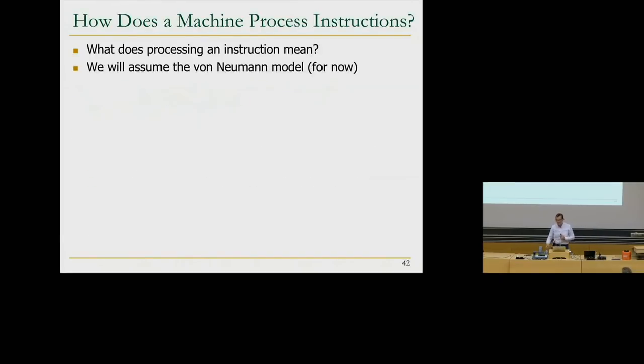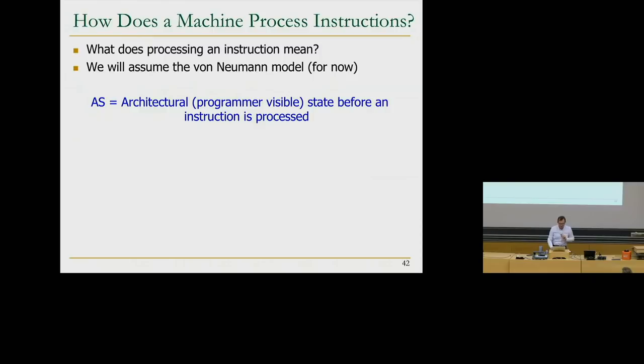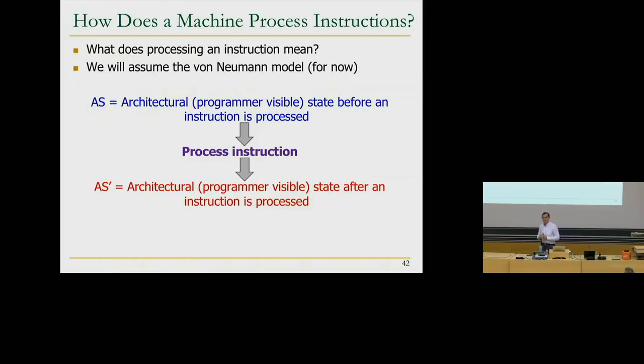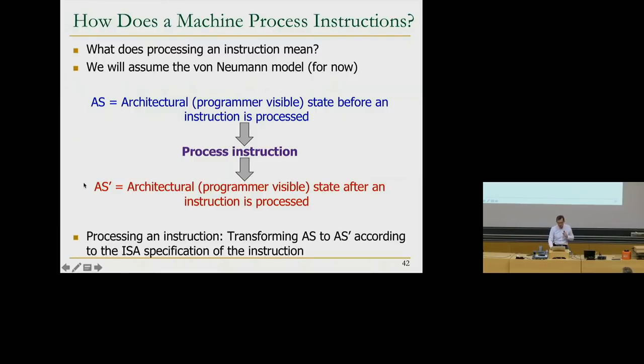So basically, how does a machine process instructions? That's what we're going to cover. And we will assume the von Neumann model. Forget about dataflow for now. So what does this mean? Basically, you're executing an instruction. Before the instruction, you have some architectural or programmer-visible state. You need to transform or process it. Processing the instruction basically transforms that state to architectural state prime. That's essentially what executing an instruction means.